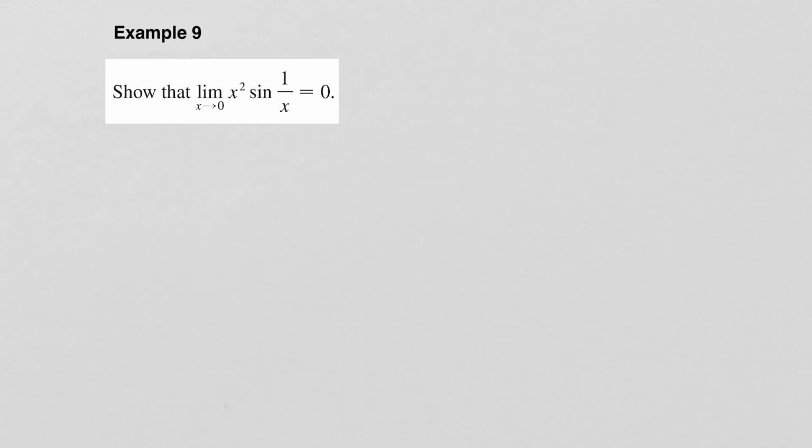Here we want to show that the limit as x approaches 0 of x squared times the sine of 1 over x is equal to 0. And I need to point out in the beginning that if you just take the limit as x approaches 0 of sine of 1 over x, this limit does not exist, right? Because if you plug in 0, 1 divided by 0 does not exist, and the sine of something that does not exist also does not exist.